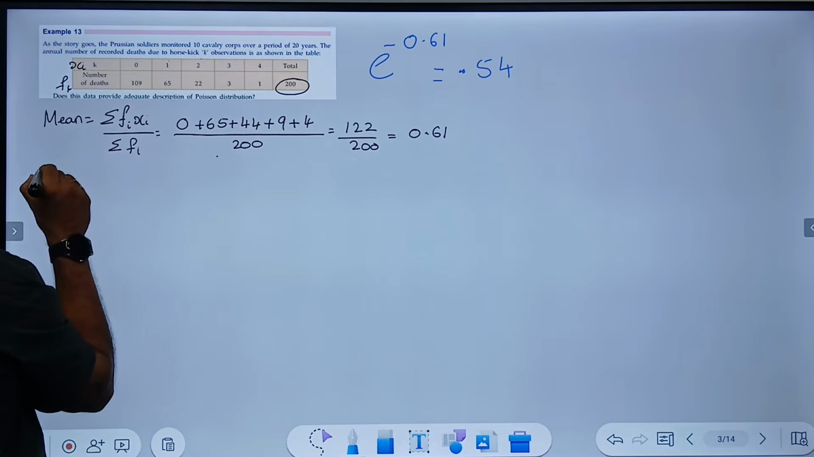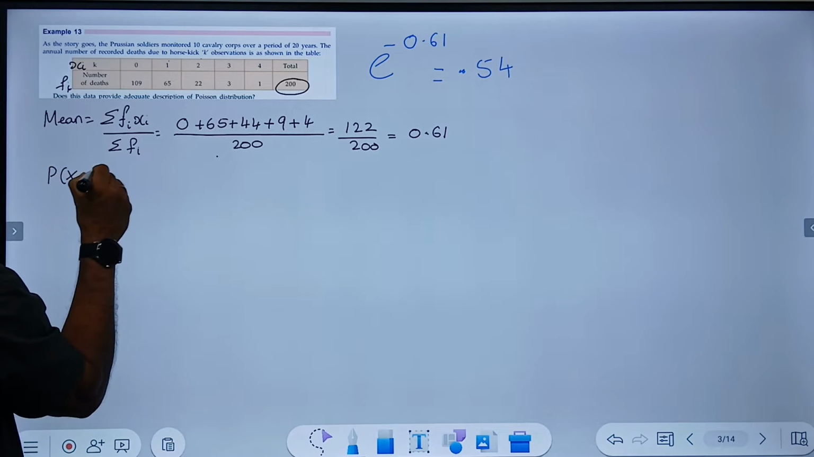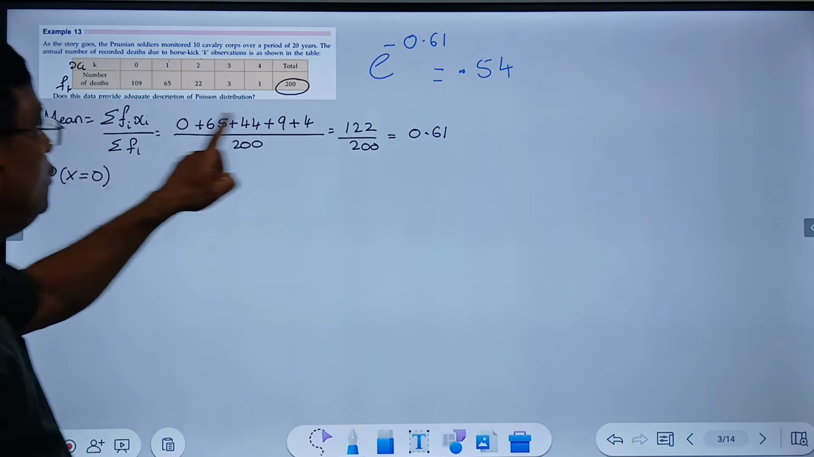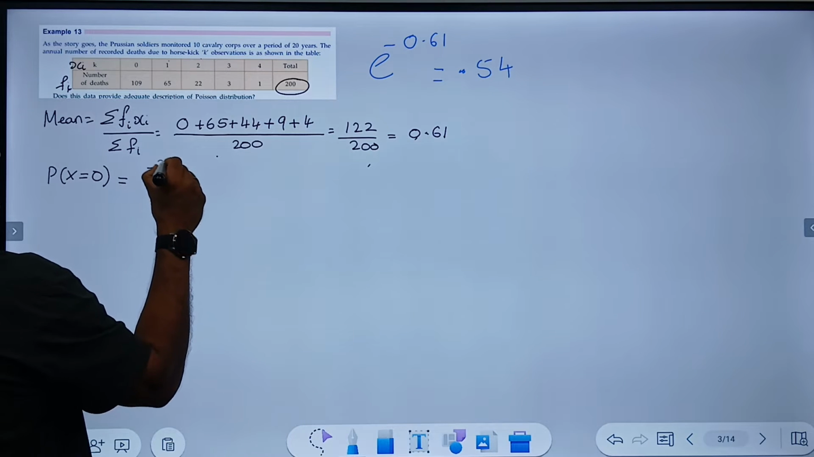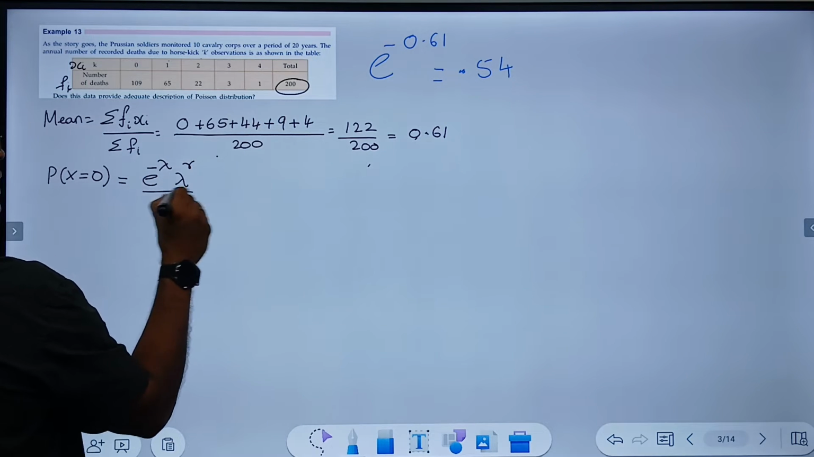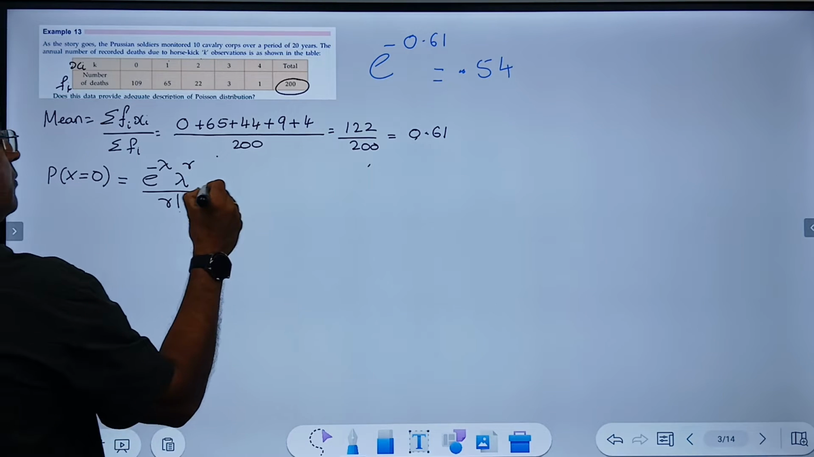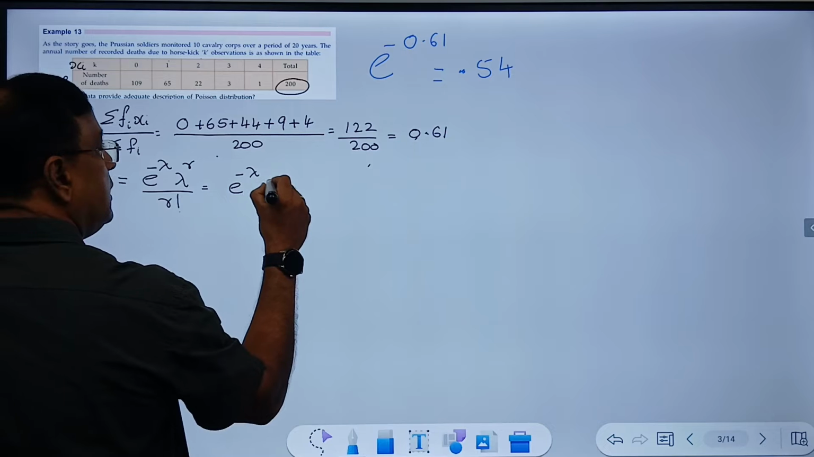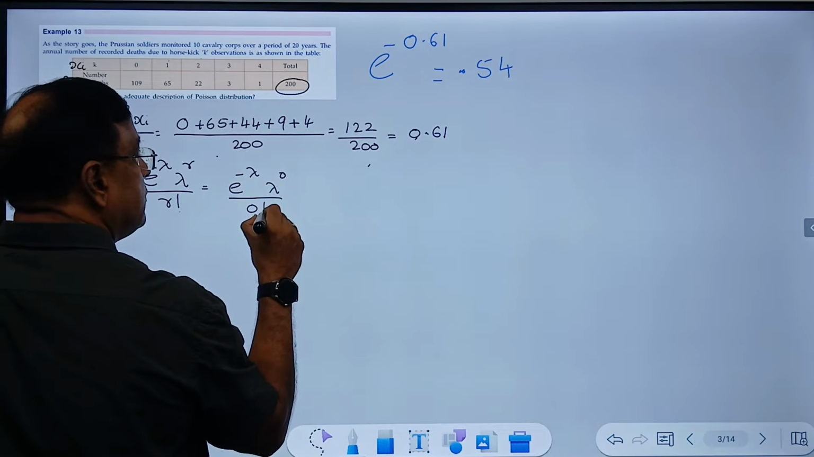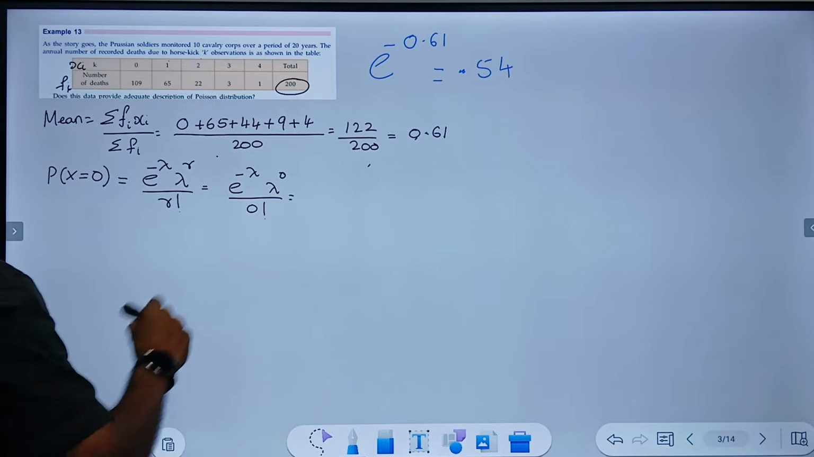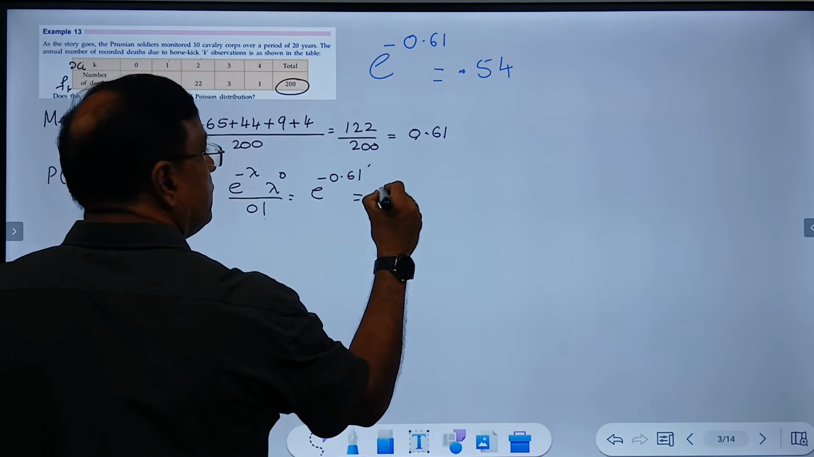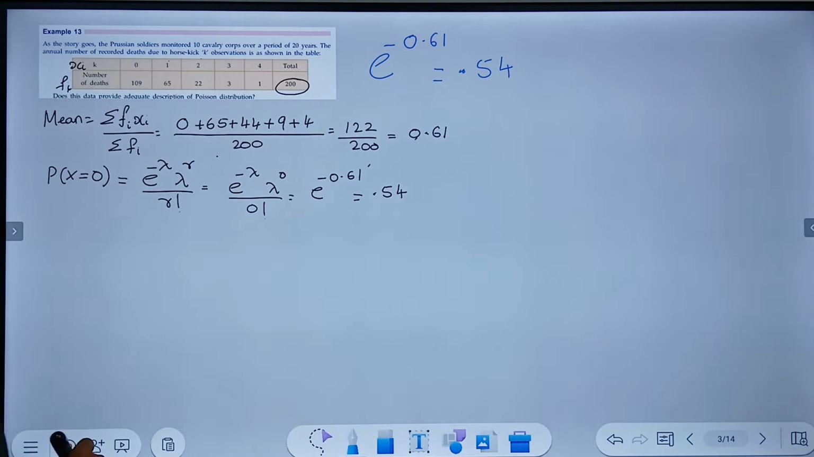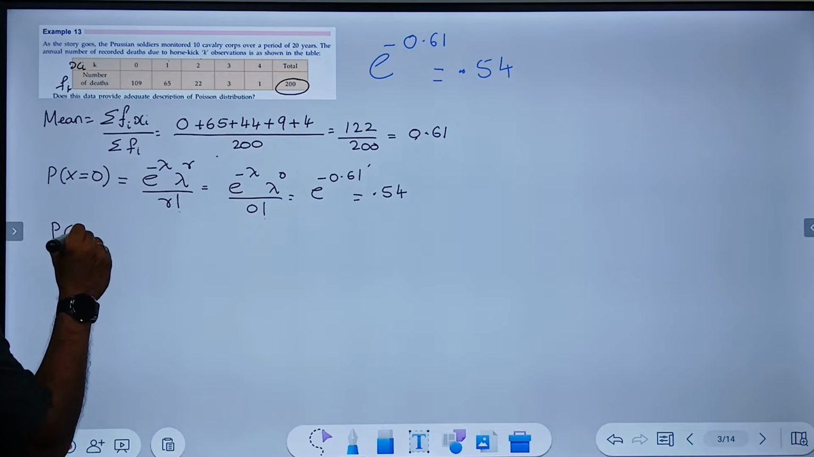Now I will try to calculate the probability for 0 observation using the mean that I have calculated. So what is the formula? E to the power of minus lambda, lambda power r by r factorial. Here my r is 0. So e power minus lambda, lambda power 0 by 0 factorial. This is actually e to the power of minus 0.61, which is 0.54. 0 factorial is 1, and lambda power 0 is also 1.